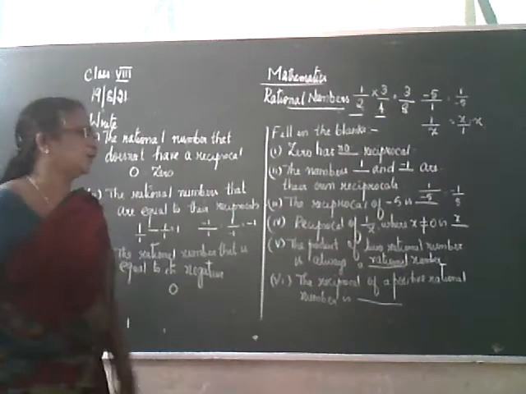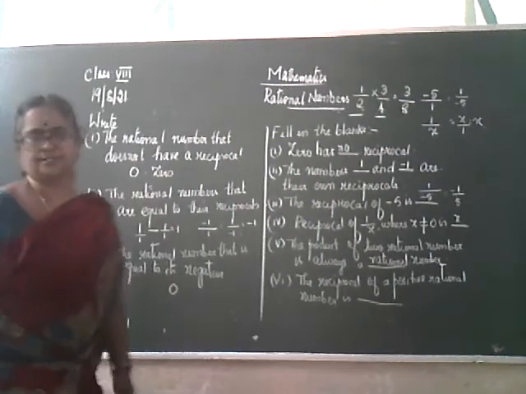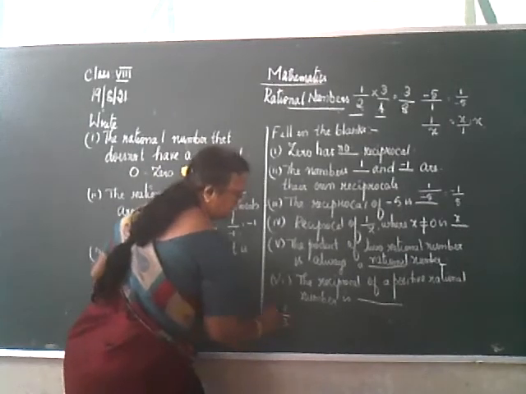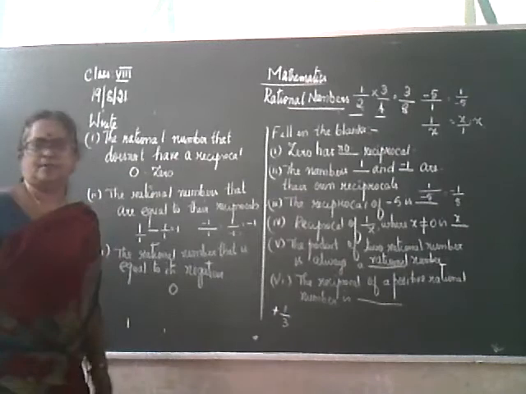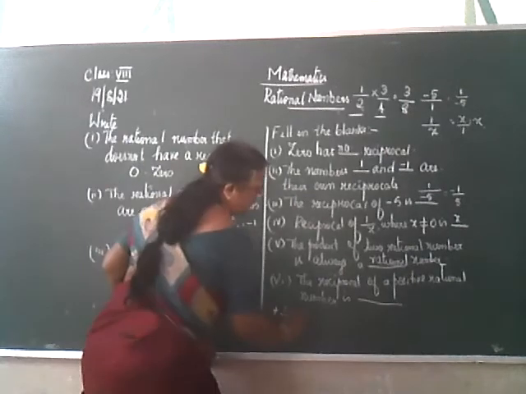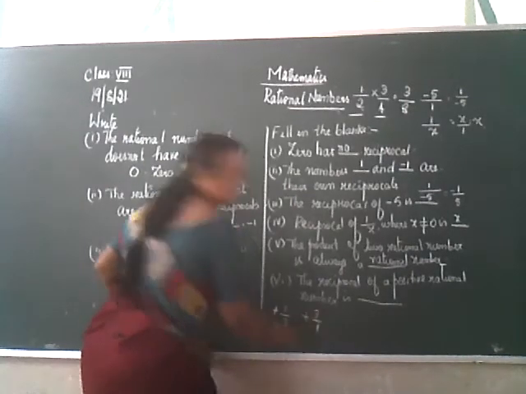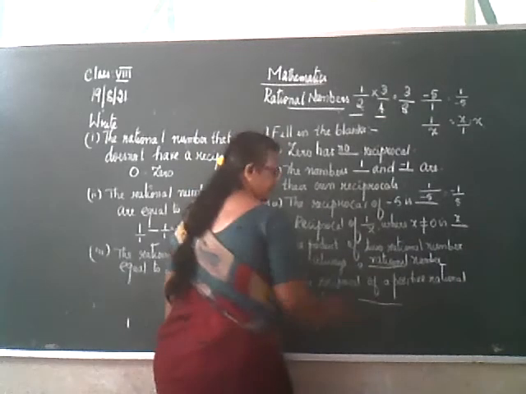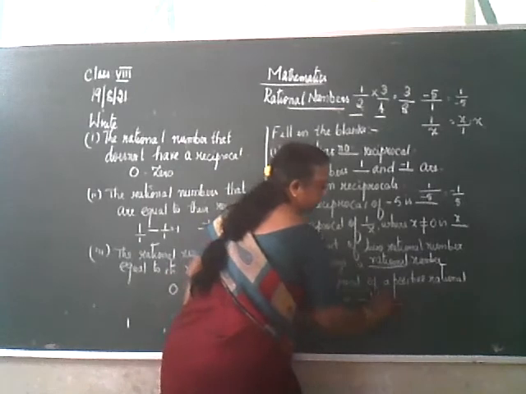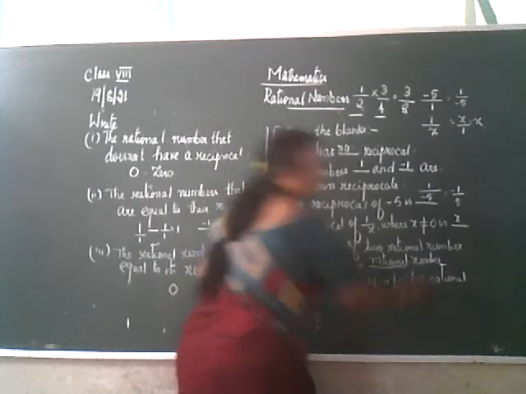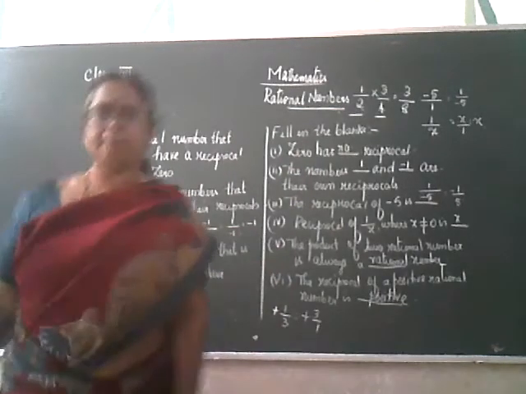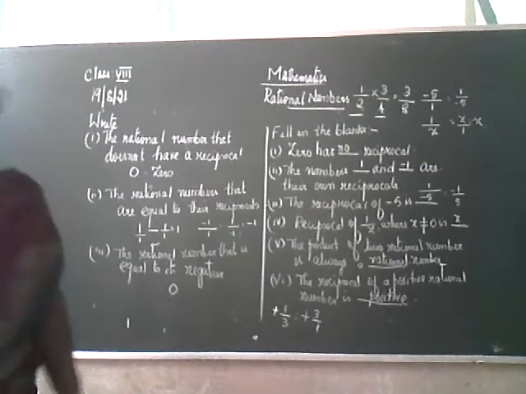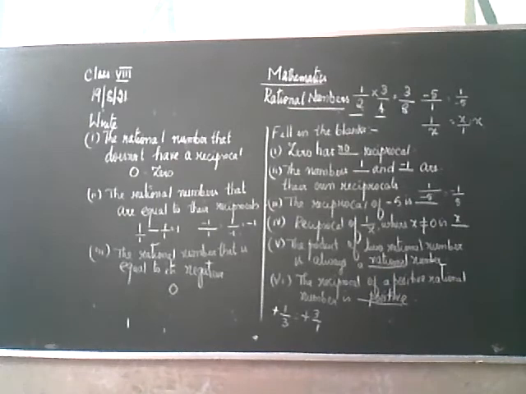The reciprocal of a positive rational number. If I have the reciprocal of this with a positive sign, what is the result we have? Positive sign only, isn't it? So, the reciprocal of a positive rational number is positive. Here he has not given any number, so you can write the reciprocal of a positive rational number is positive.